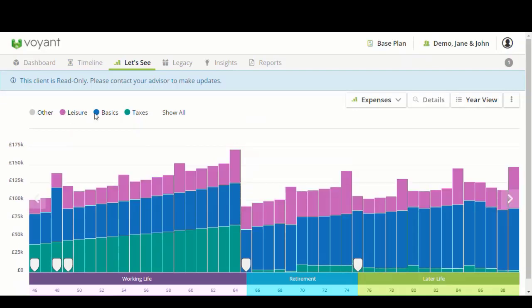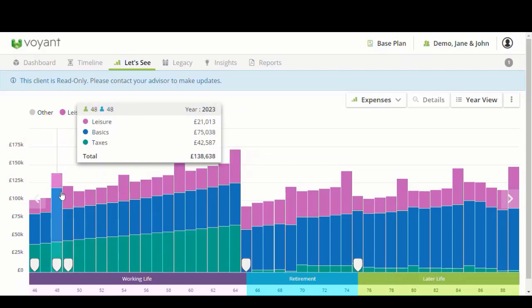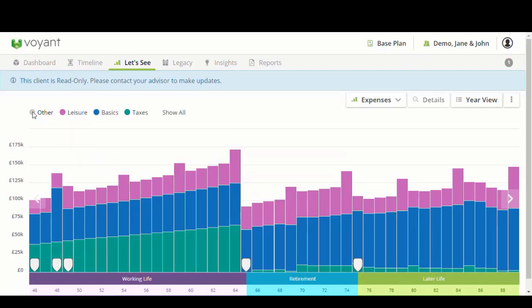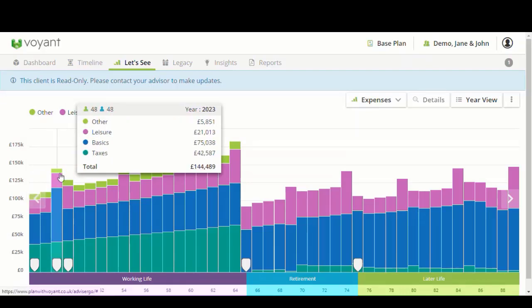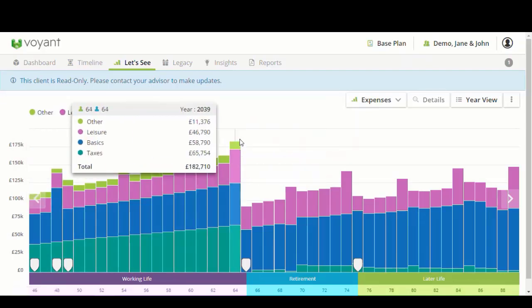Now within the basic expenditure, we have a spike in the beginning of the plan, and this is where we modelled a new kitchen for Jane and John. Last in the plan, we have other. Now other expenditure at this point is their pension contributions, and as you can see, they stop when it gets to retirement.